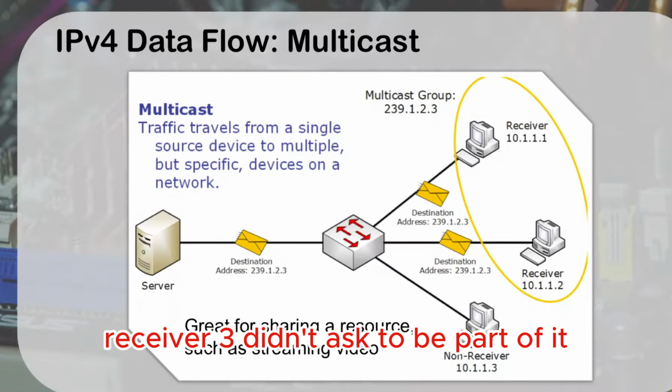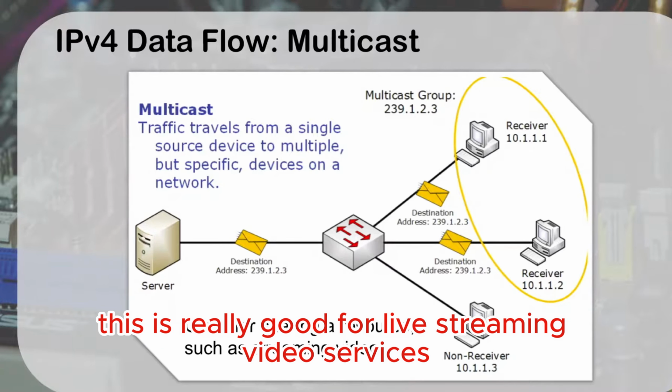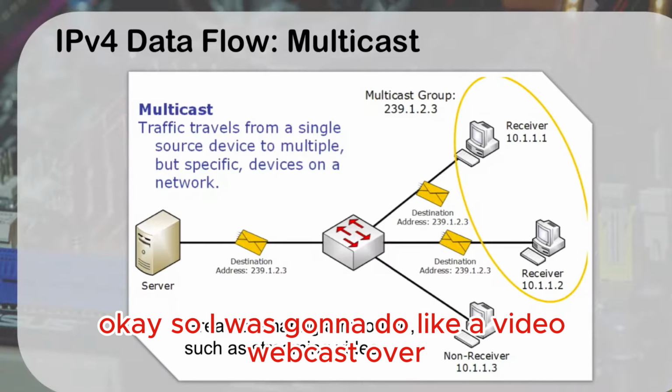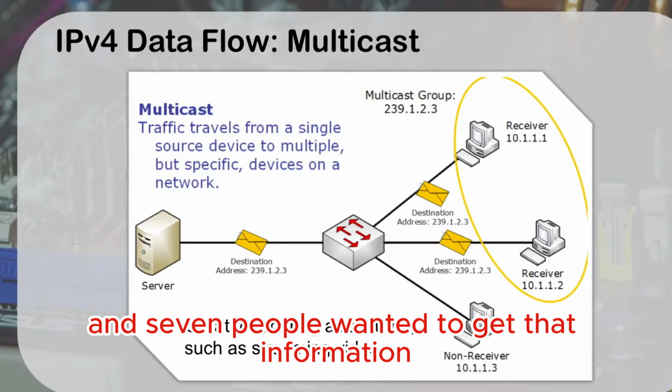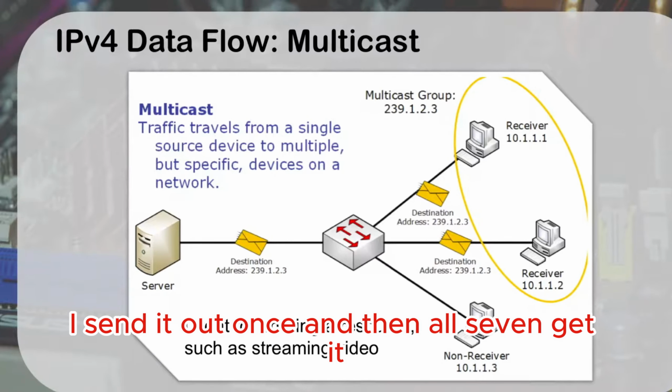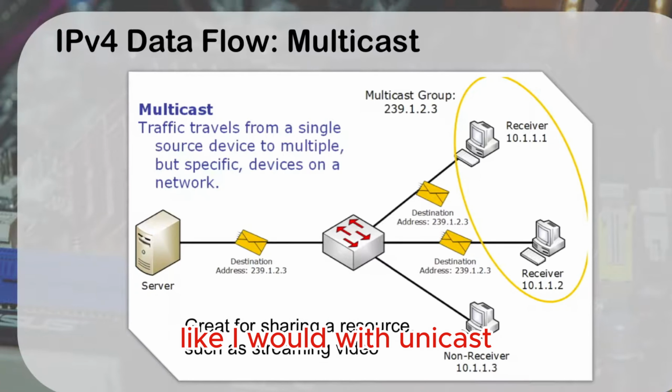Receiver 3 didn't ask to be part of it, so he didn't get a copy of it. This is really good for live streaming video services, okay? So I was going to do a video webcast over YouTube live streaming, and 7 people wanted to get that information. I send it out once and then all 7 get it, instead of me having to send it out 7 individual times like I would with unicast.